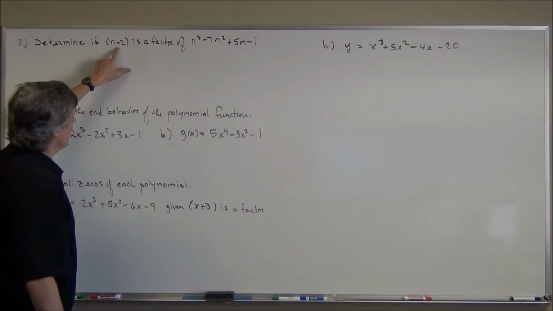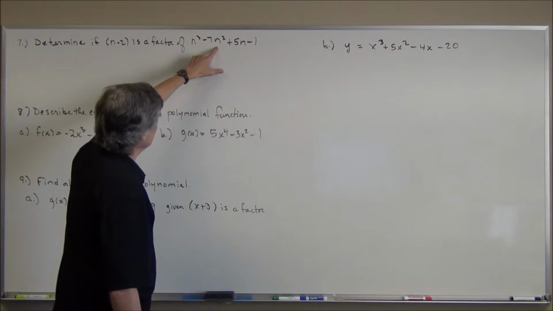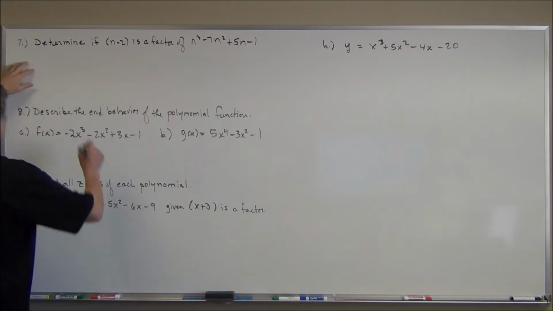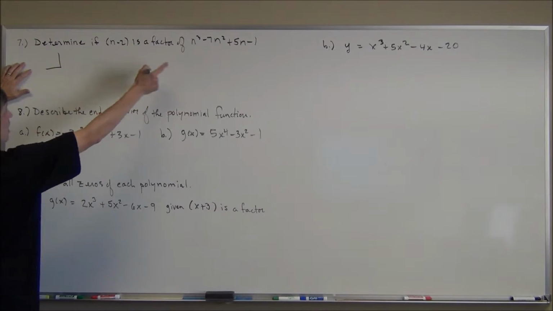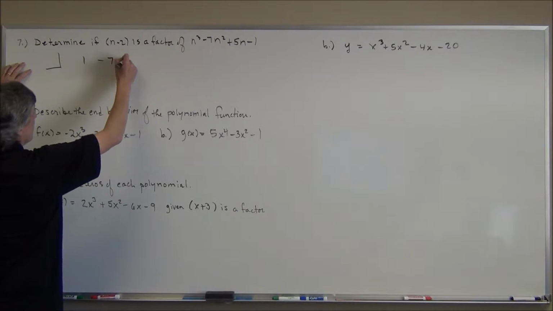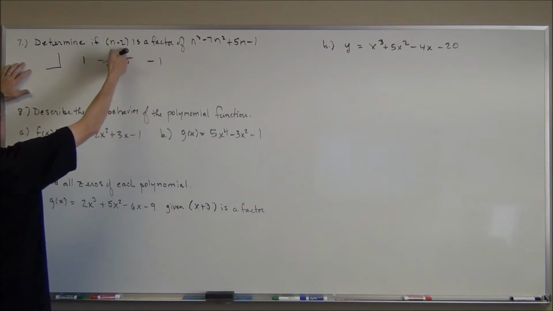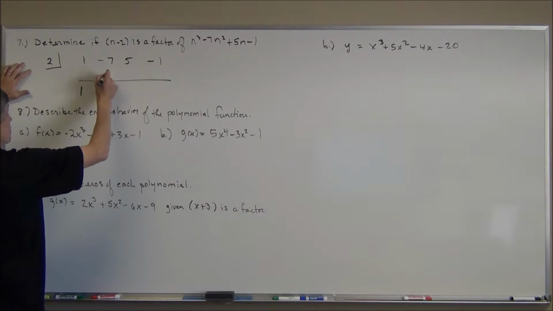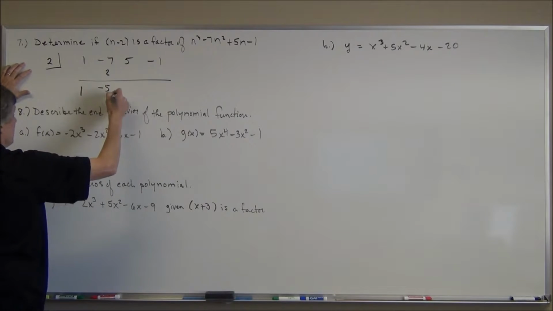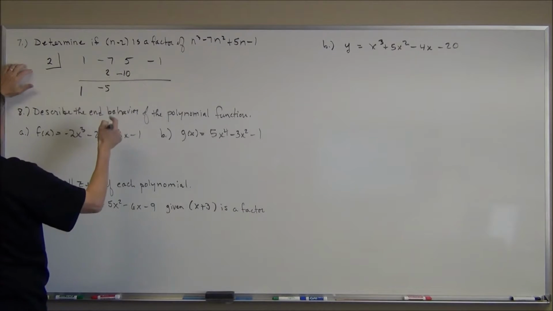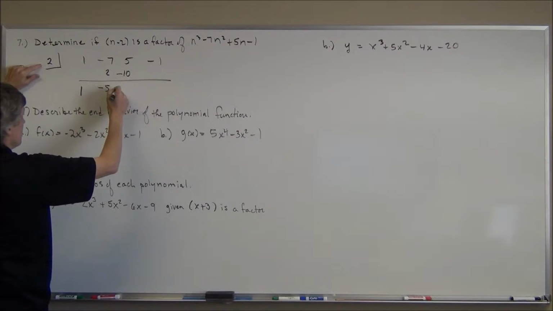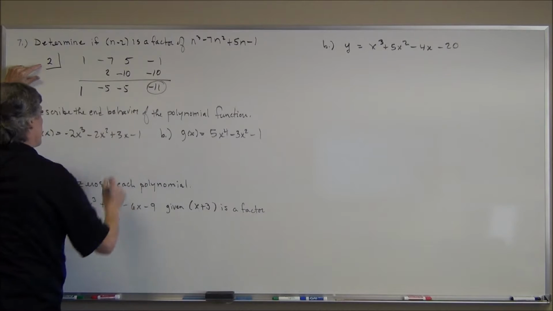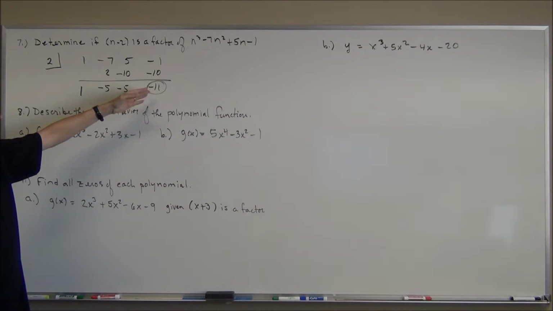But if this divides into this, I should get a remainder of 0 if it's a factor. So I'm going to use synthetic division. I'm going to put 1, negative 7, 5, and negative 1, and 2 goes in the pocket. That's a 1, that's a 2, that's a negative 5, that's a negative 10. Did I do that right? Yes. That's a negative 5, that's a negative 10, that's a negative 11, and there's my remainder. My remainder is negative 11.